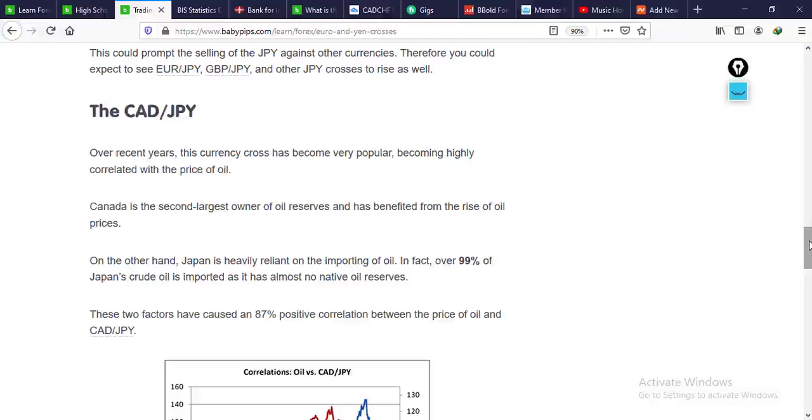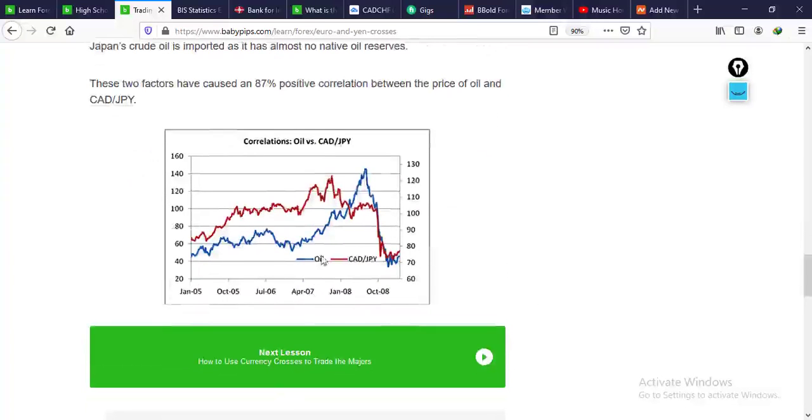So with the CAD/JPY being paired together, what will happen if the price of oil goes up, for instance? Who will benefit the most? Canada, because Canada is the second largest owner of oil reserves. Then who is going to feel the effect the most? Japan, because Japan is the highest importer of oil. So importer versus exporter, and now what the importer is importing is going up. So who's going to benefit the most? The exporter, right, which is Canada. So Canada benefits mostly if the price of oil spikes.